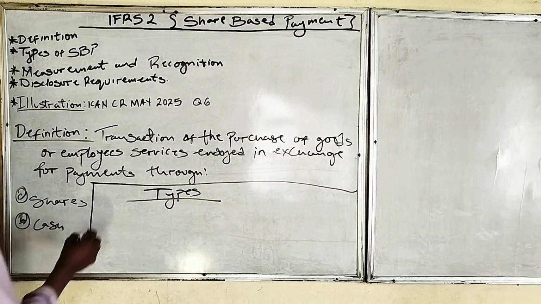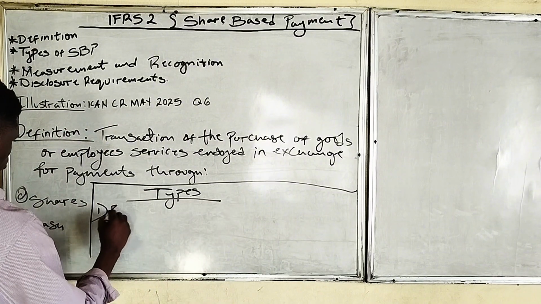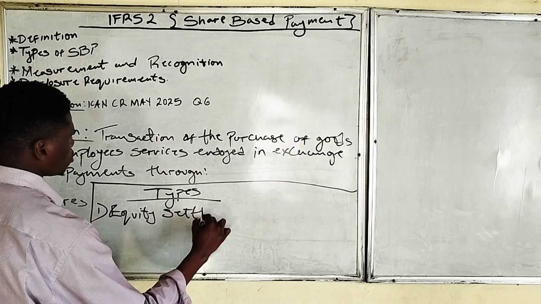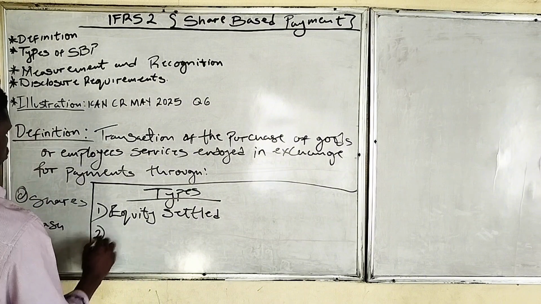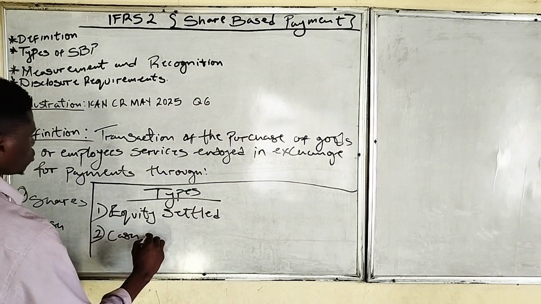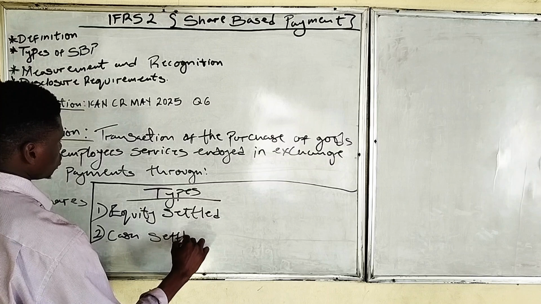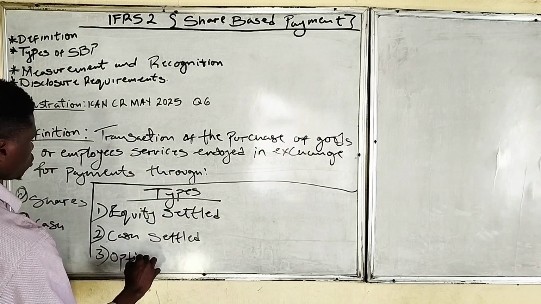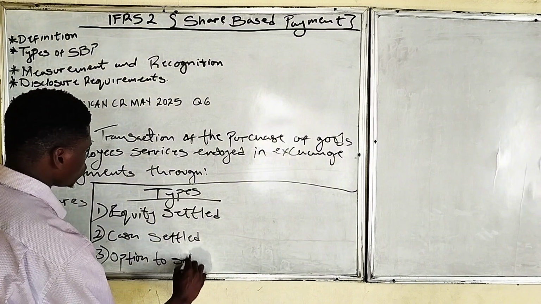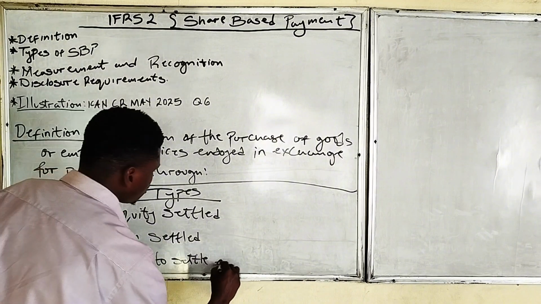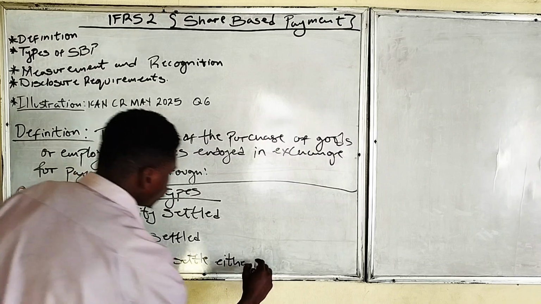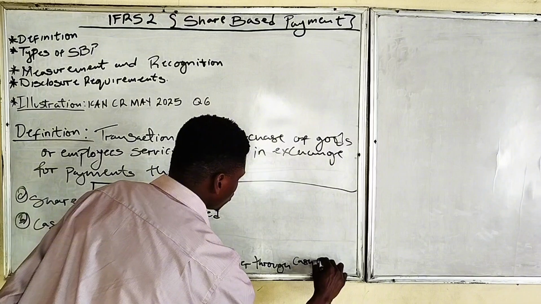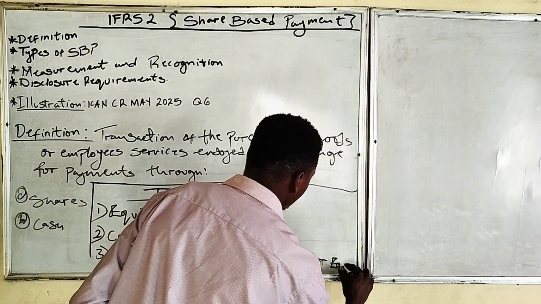So for the types of share-based payments, we have one, equity settled, two, cash settled, and three is the option to settle either through cash or equity.